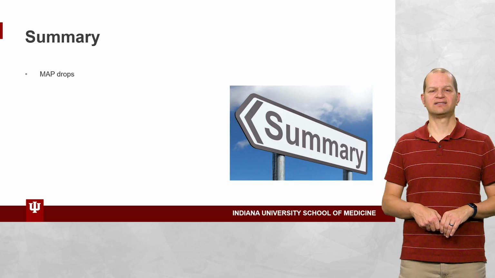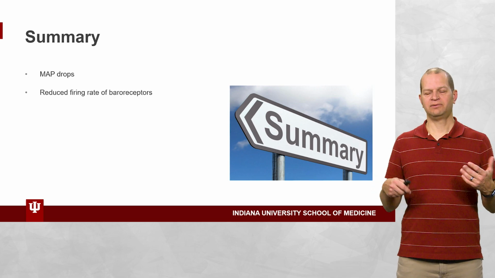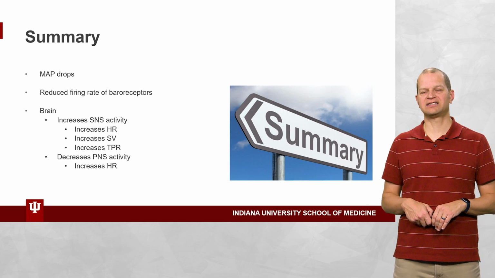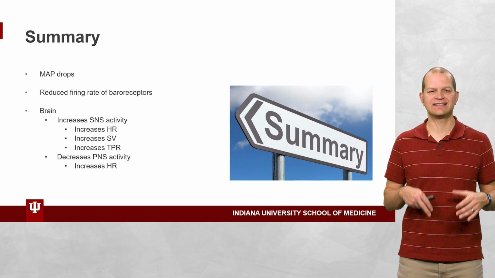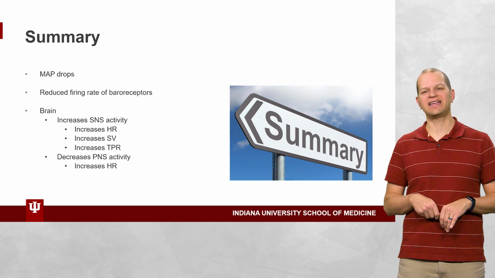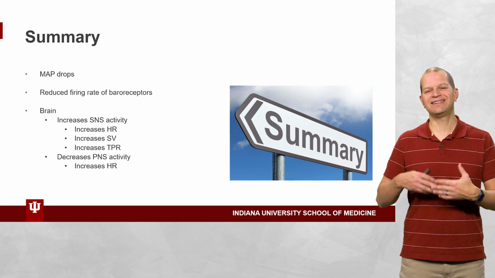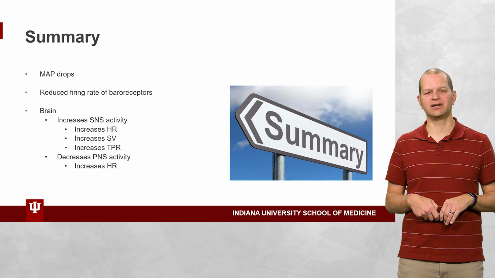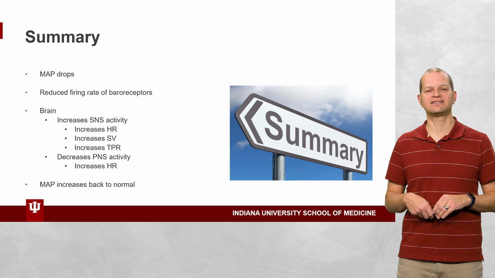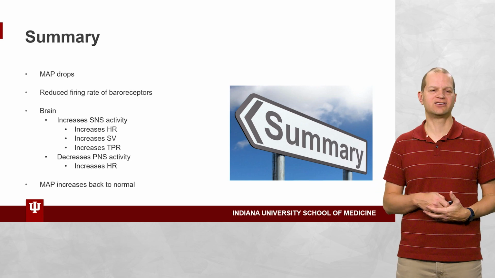So to summarize, pressure drops, the baroreceptors fire at a lower rate, the brain senses this, and so it responds by increasing sympathetic activity and decreasing parasympathetic activity. Ultimately, this will increase all three of these variables: heart rate, stroke volume, and resistance. Pressure increases back to normal.